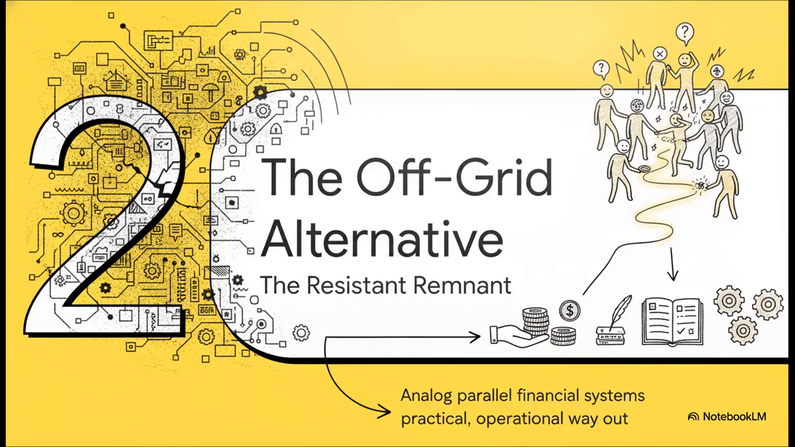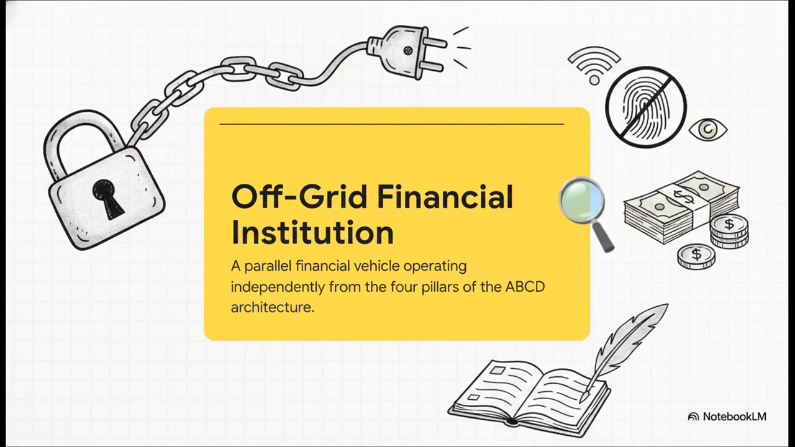Moving to Section 2, the off-grid alternative. So what happens to the folks who just say no thanks to the ABCD architecture? The paper identifies a diverse group of people it calls the resistant remnant. For them, this digital matrix is full of extreme friction, which creates a really urgent need for a practical, operational way out. And that brings us to the core concept, the off-grid financial institution, or OGFI.